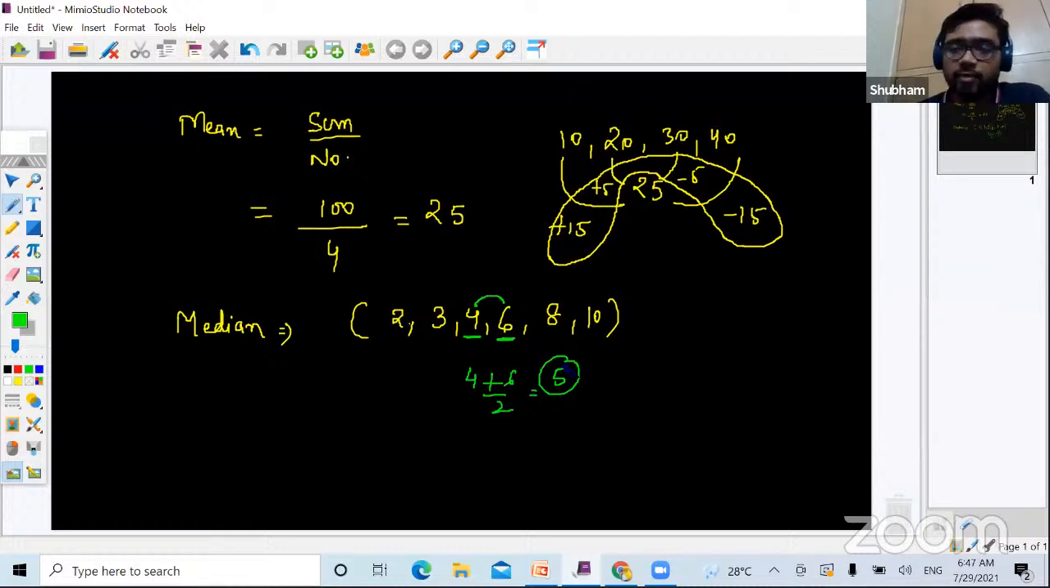Now let's go back to the same question. How do we understand the data? By looking at mean and median. How do we understand the data?